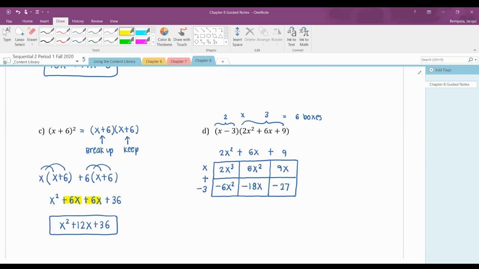So remember, I want to start looking for like terms. I see that there's an x to the third, but I don't see any other x to the third. I actually see a couple of x squared terms, so I know I'm going to combine those. And I actually also have a couple of x terms, so I'm going to combine those as well. So writing it in standard form, since nothing combines with a 2x to the third, that goes first.